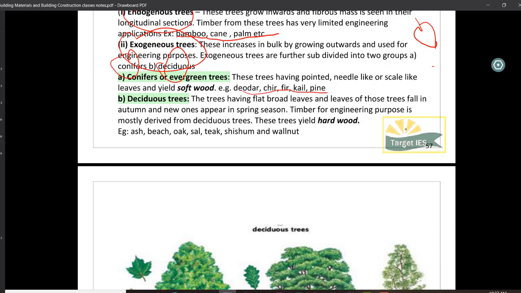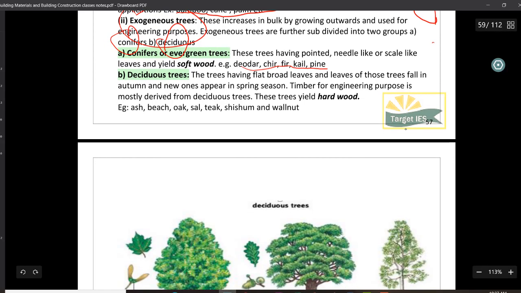Okay, basically whatever wood you are getting from these conifers or evergreen trees, they are the softwood. I hope it is very clear. So the leaves are like needles. Next, coming to deciduous trees. In deciduous trees obviously you will be having very broad leaves. In conifers we had needle type leaves, which are quite sharp. Ashoka plant, all these things.